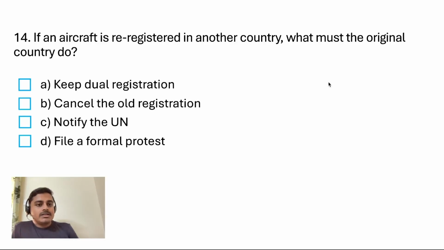Moving on to question number 14. If an aircraft is re-registered in another country, what must the original country do? So an aircraft was registered in country A and now it is being registered in country B. What should the original country, which is country A, do? Keep dual registration? No, that's not possible, because an aircraft is expected to be registered in a single country at a given point of time. Cancel the old registration? Yes. So when an aircraft is being re-registered in another country, it should first cancel or deregister the previous registration. So the correct option is option B, cancel the old registration.